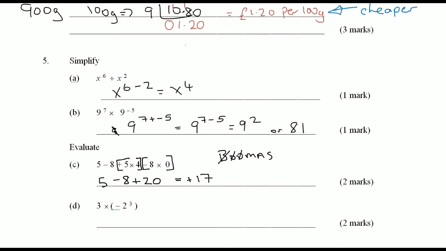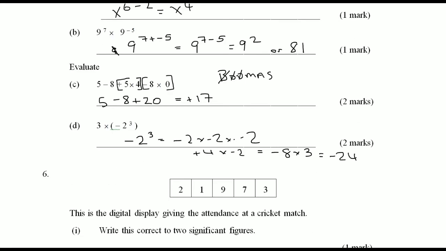Next one. Again, another BODMAS question. In this case, we do have powers. So we'll do our powers first. We'll do minus 2 cubed, which is minus 2 times minus 2 times minus 2. Minus 2 times minus 2 is plus 4. That's times minus 2. And my plus 4 times minus 2 gives me minus 8. We have to multiply that by 3 still, and that gives us an answer of minus 24.